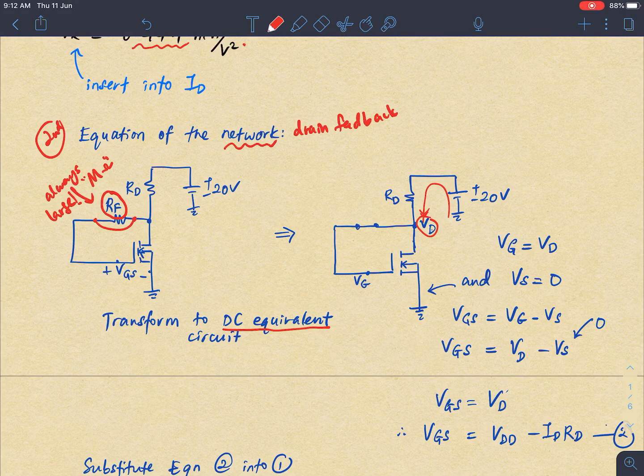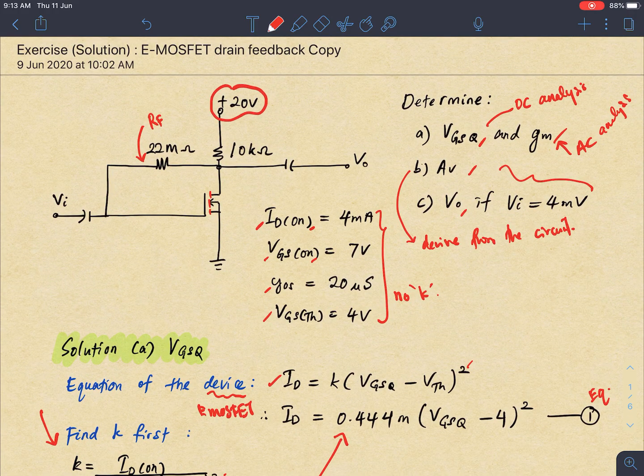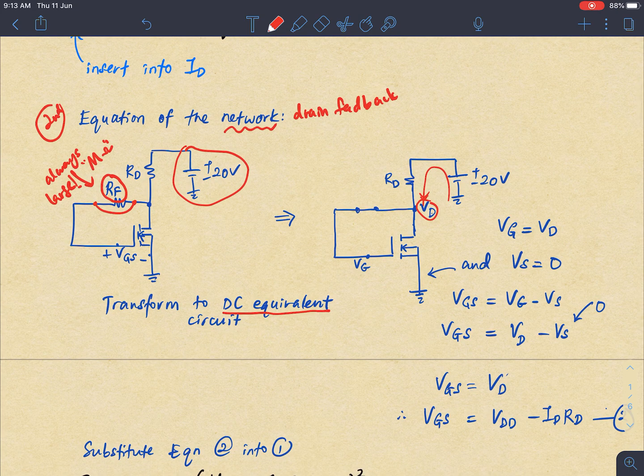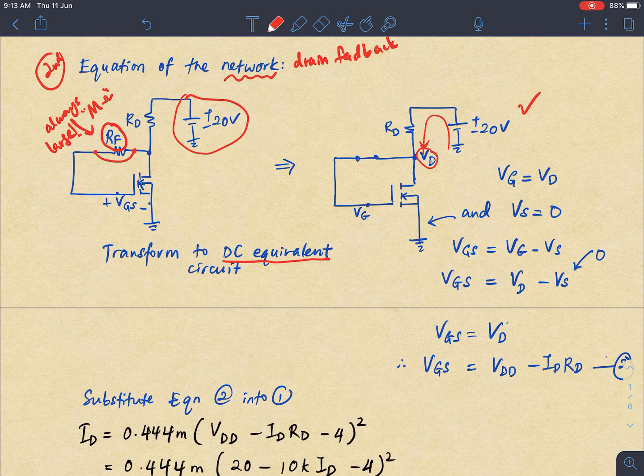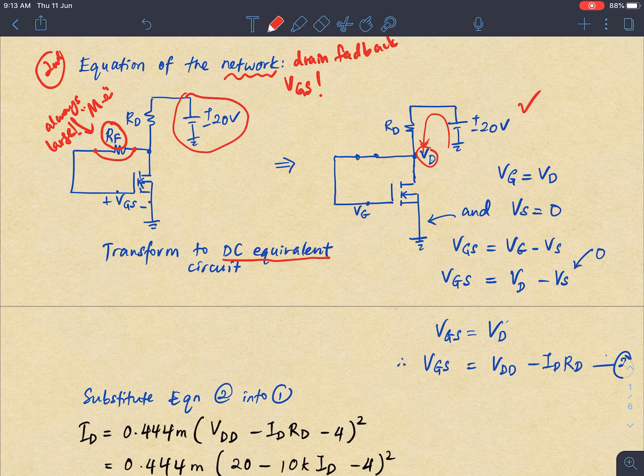Only that. And then you transform this DC value. This is the original circuit, where you have this symbol for the DC 20 volt. Then you change it to be like this. So this is the final DC equivalent circuit. Then we need to find VGS. Every time I say the equation of the network, it means VGS. So where is the VGS in this circuit? Here is VGS.